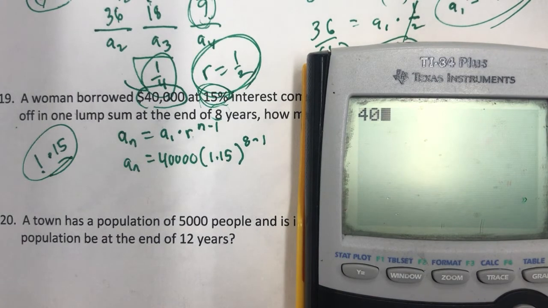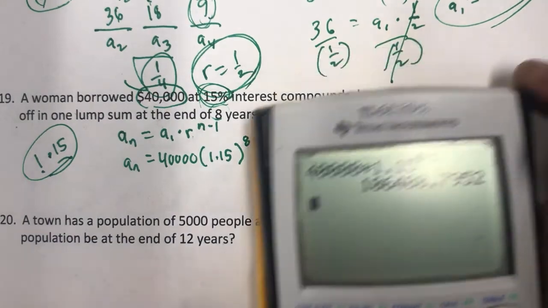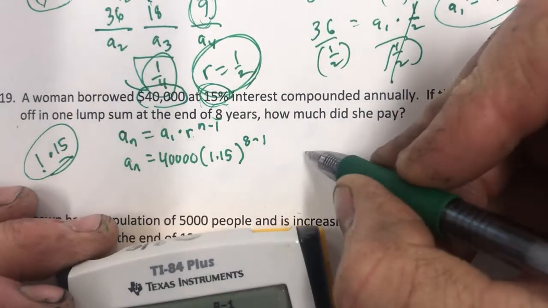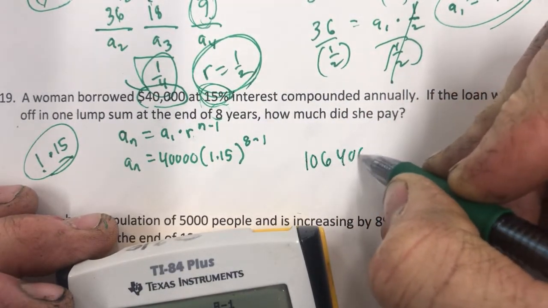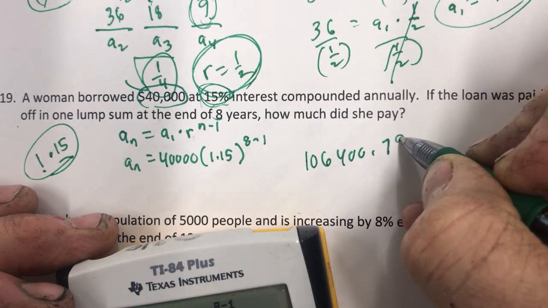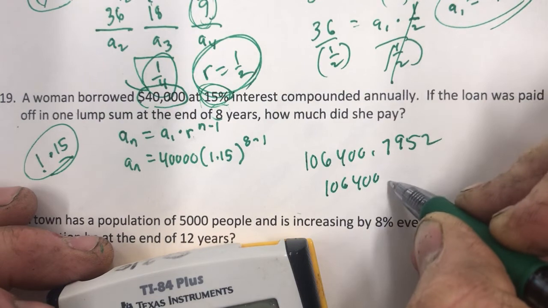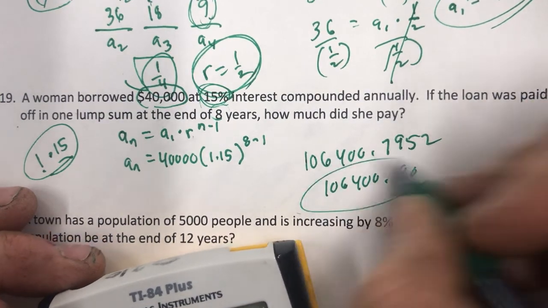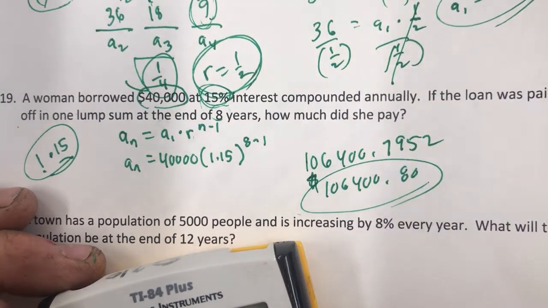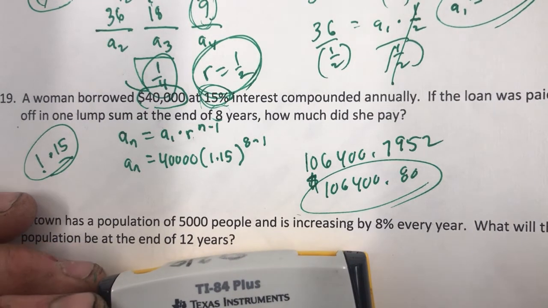So 40,000 times 1.15 to the 8 minus 1 power, and there you go. 106,400.7952, and 106,400.80 is what that would round to. So there's how much she paid at the end of 8 years.